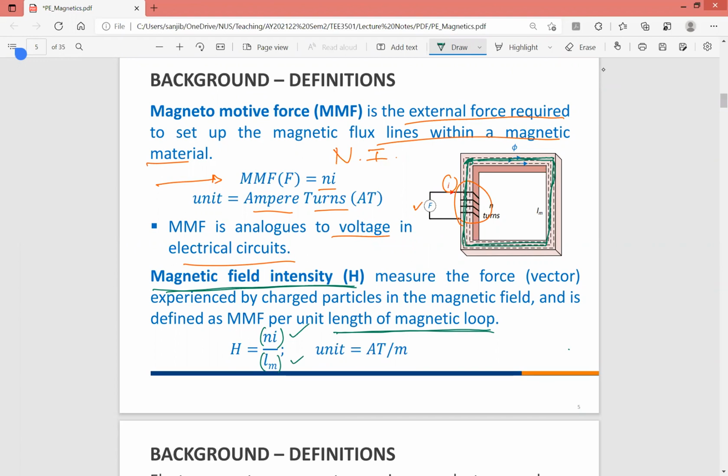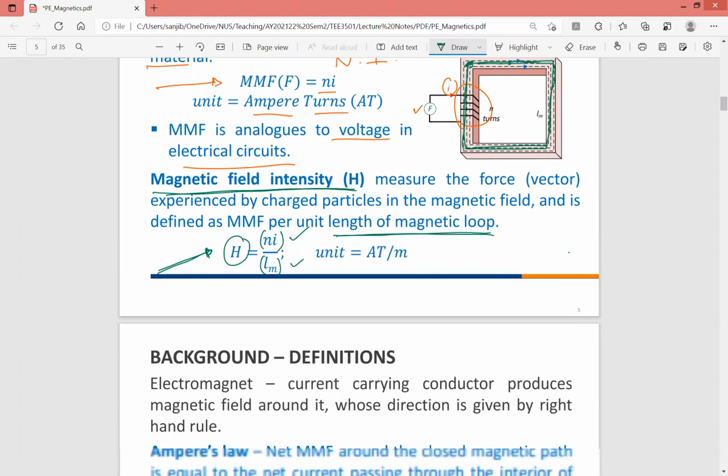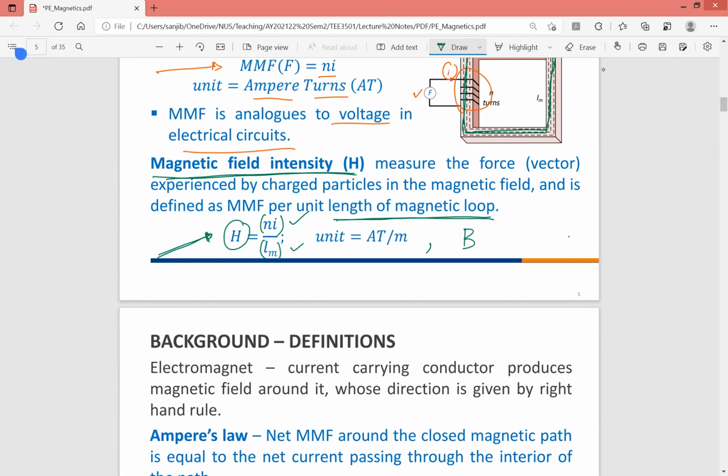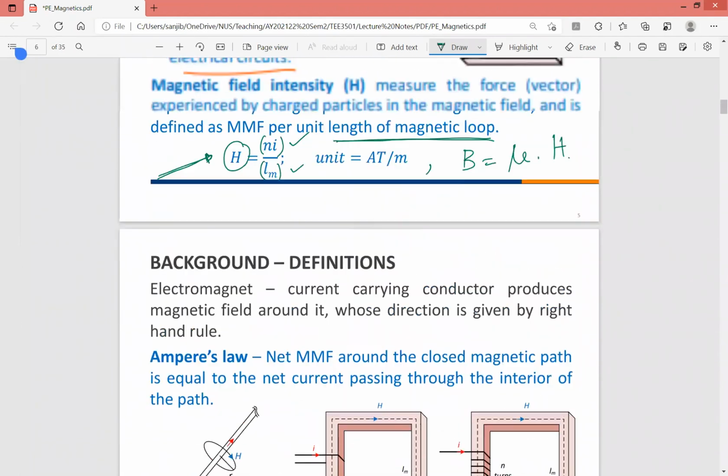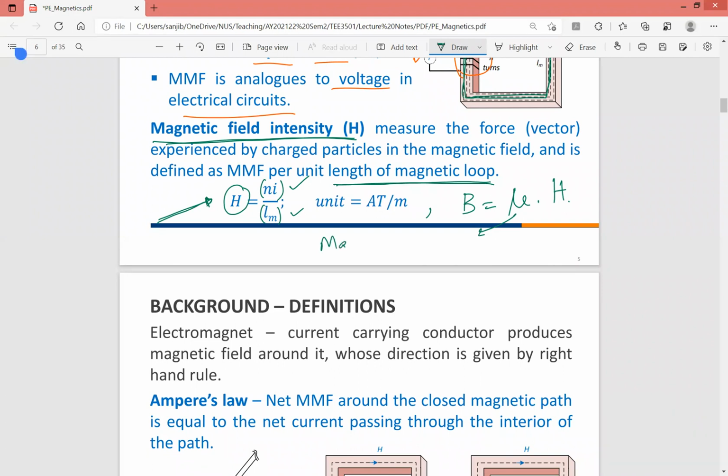So it is related to the ampere turns, and this is the field intensity, the cause of the magnetic flux. We'll see later on that if we increase this quantity, either by increasing the number of turns or increasing the current, which is the numerator, or by decreasing the length of the magnetic loop, then this factor, the magnetic field intensity, will be higher. And later we will also see that there is one more formula: the flux density B is related to this magnetic field intensity, and it is in fact proportional, with a proportionality constant called permeability, right? So this is called the permeability of the material, magnetic permeability.